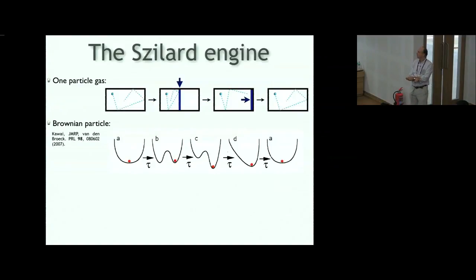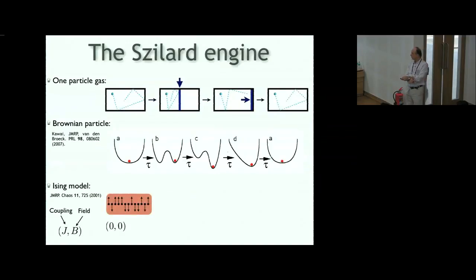It doesn't matter actually, you can do it with many other systems. For instance, you can do it with a magnet or an Ising model. Suppose that you have an Ising model. I guess you are familiar with the Ising model. You have two parameters, the coupling between spins and the field. And you start with zero field and zero coupling, which means that every spin is independent from each other. So you have a disordered phase, where all the spins are randomly oriented, up or down.